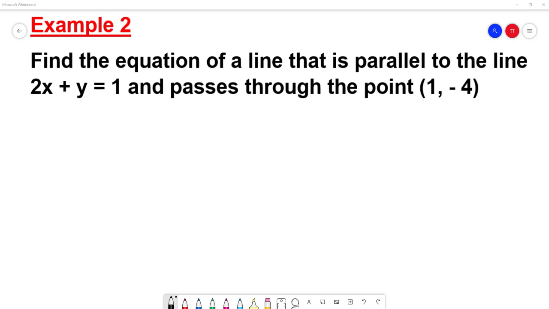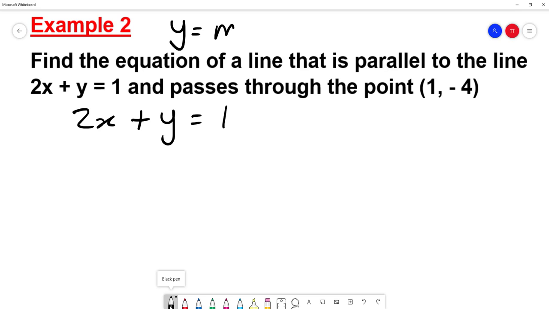Okay, welcome back. This question says, find the equation of a line that is parallel to the line 2x plus y equals 1 and passes through the point (1, -4). Now, the first thing we need to notice in this question is the equation of the line is a problem. 2x plus y equals 1. That doesn't look like the format that we want: y equals mx plus c.